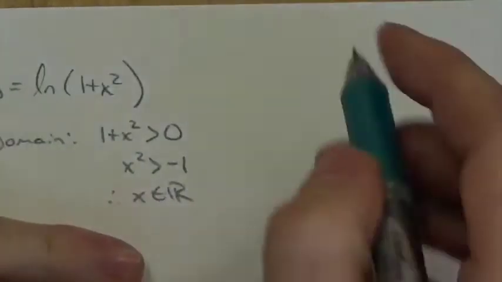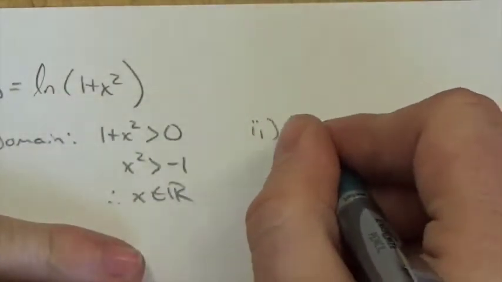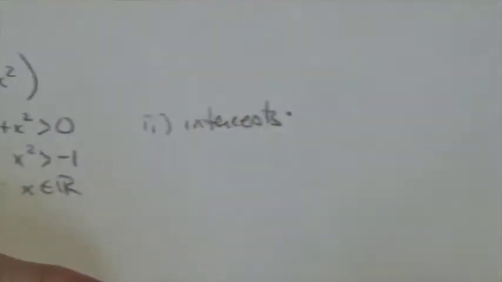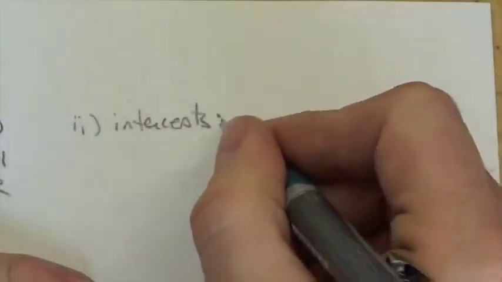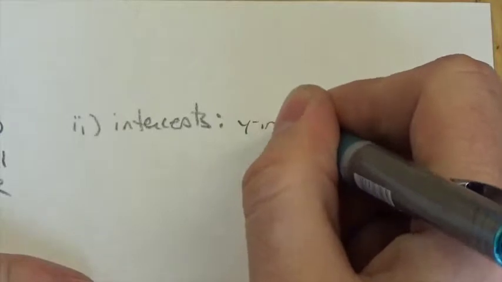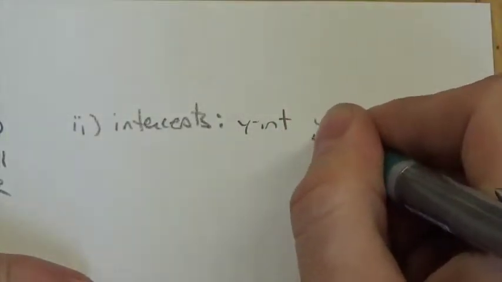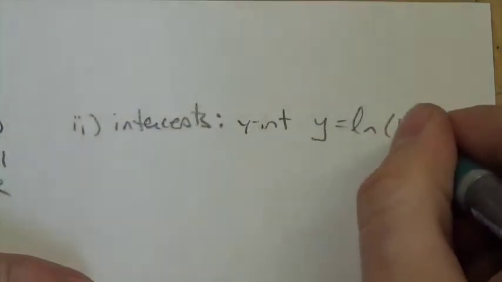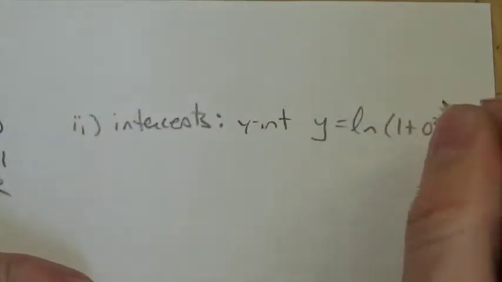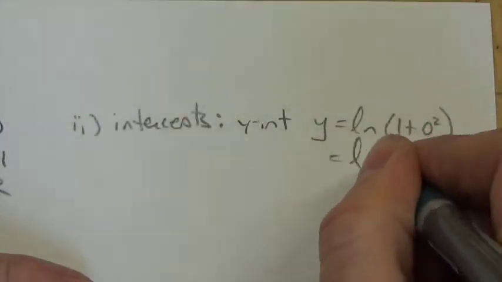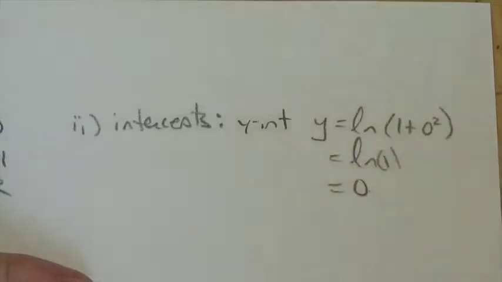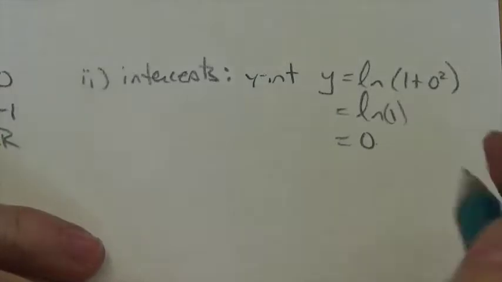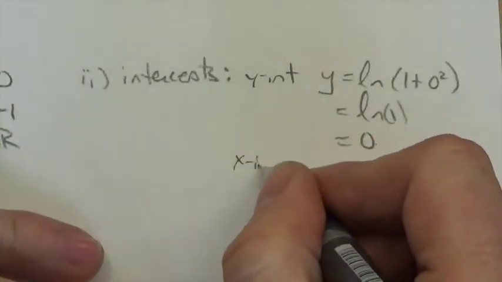Okay, let's take a quick look at the intercepts. Let's start off with the y-intercept. The y-intercept is usually the easy one, so that's going to be y is equal to the natural log of 1 plus 0 squared. Well, that is just the natural log of 1, which is just going to be 0. So that's easy to find. I like that.